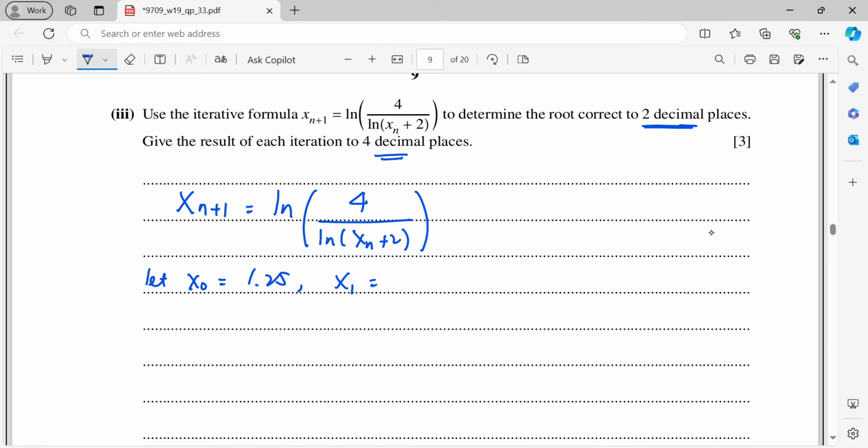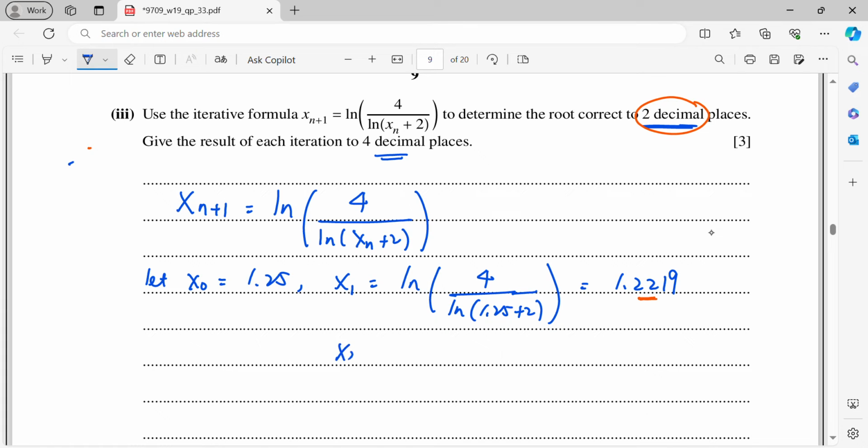Then your x1 will be ln of 4 over ln 1.25 plus 2. And this is going to be 1.2219, to 4 decimal places. Now, if you need to get the answer correct to 2 decimal places, make sure you are getting 2 same digits. Obviously they are not the same because 1.25 changes to 1.22.